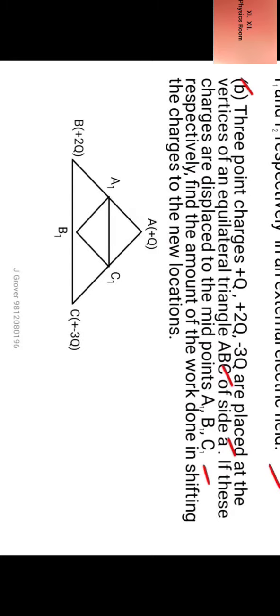Okay. So this is all about electric potential at a point in an electric field.